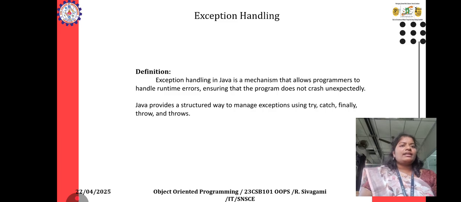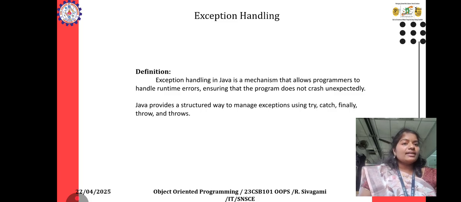What is meant by runtime error? It means our program may be correct, but if any problems are made by users at runtime, it will show some errors. The runtime error is called an exception.